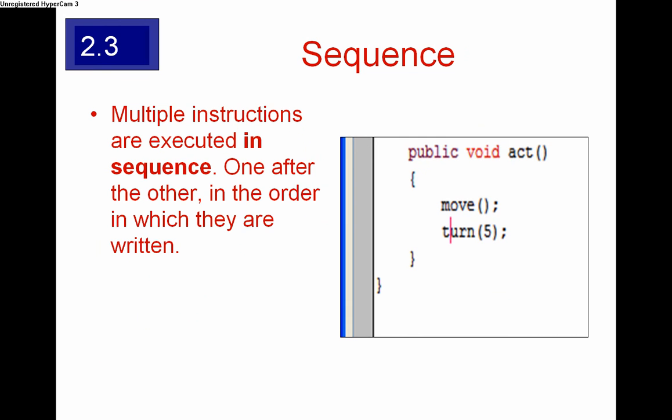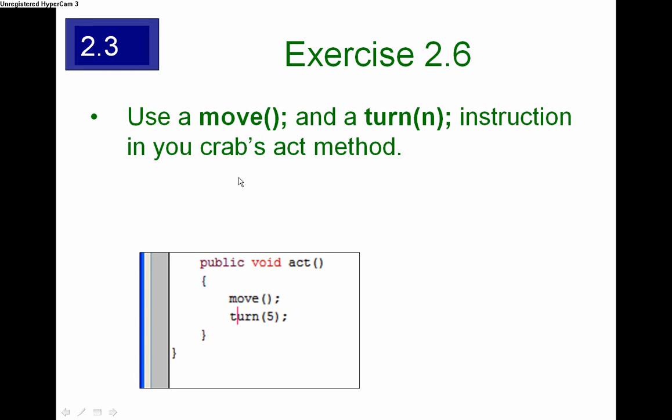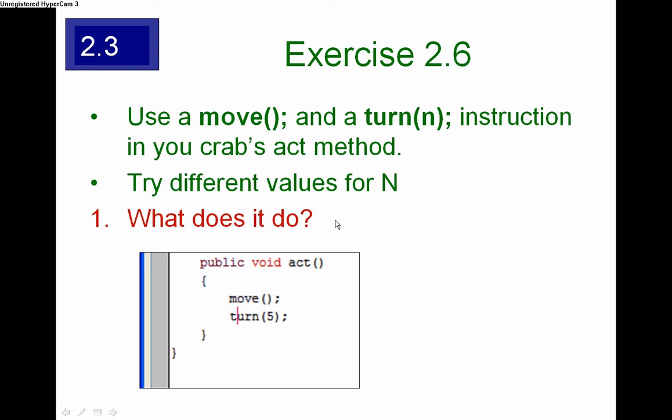Alright, multiple instructions are executed in sequence, one after the other, in the order in which they are written. Okay. So, for example, if we did this, public void act, move, turn 5, what happens first? Well, the move does. What happens next? The turn 5 does. So write those notes. Alright, use a move and a turn instruction in your crab's act method, and then try different values for turn to see what it does. What does it do? So here's what you're going to do. Try that and see what it does.